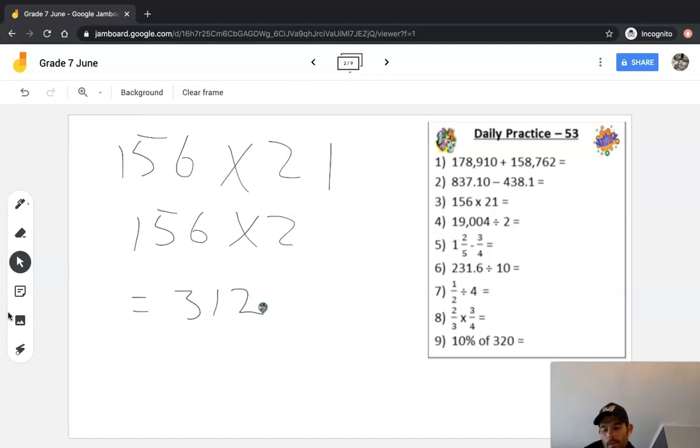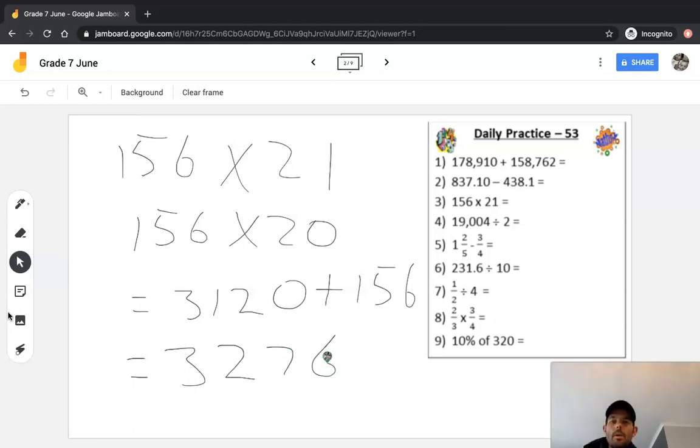But remember, I'm multiplying by 20, so I need to include that multiple of 10. And to that, I must just add 156. And then you should be able to get an answer of 3,276. But we should check that, okay? So let's check it using a different strategy.